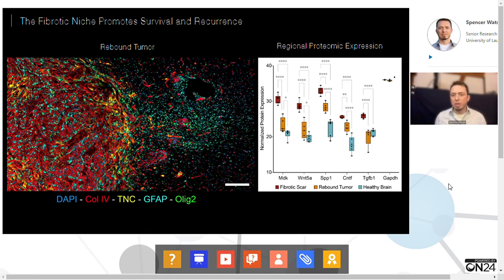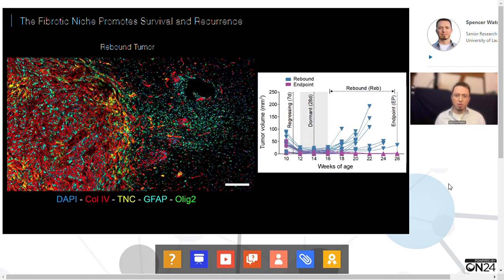So using proteomic analysis, we were able to find that when comparing these different regions, the scar, the rebound tumor, the healthy brain, the scar was very enriched in a number of different mitogenic paracrine growth factors. So once these cells are out into the brain, they're in a pool of wound-healing growth factors that can drive really explosive growth, which, looking back at some of these volumes from rebound, we can see very aggressive growth in these rebound samples, which can be much, much faster than how they grew initially.